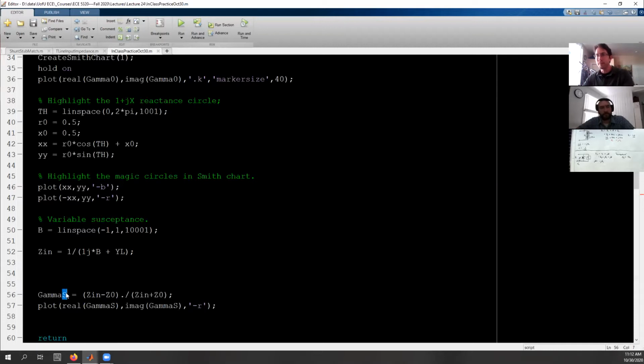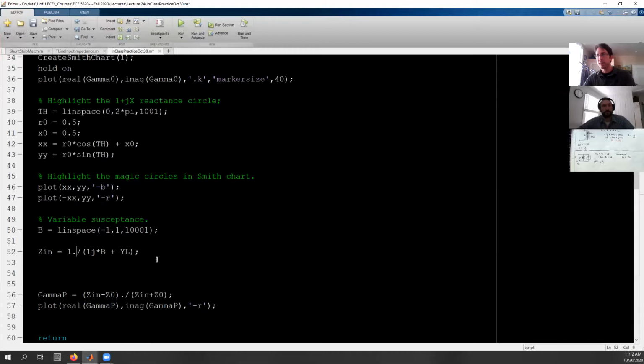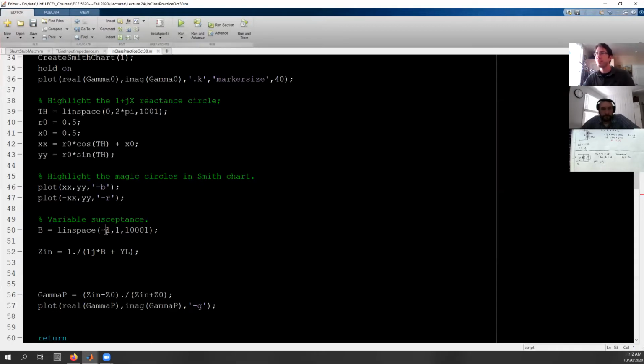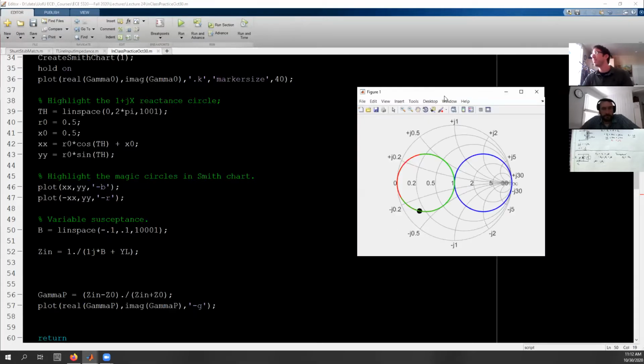So the gamma, I'm going to call this gamma P for parallel. And here's what you'll see. Sorry, I got to do a dot divide. Here we go. And I got to give it a different color here. Let's call this green. That was a huge range, so let's maybe go 0.1 to 1 like that. There we go.